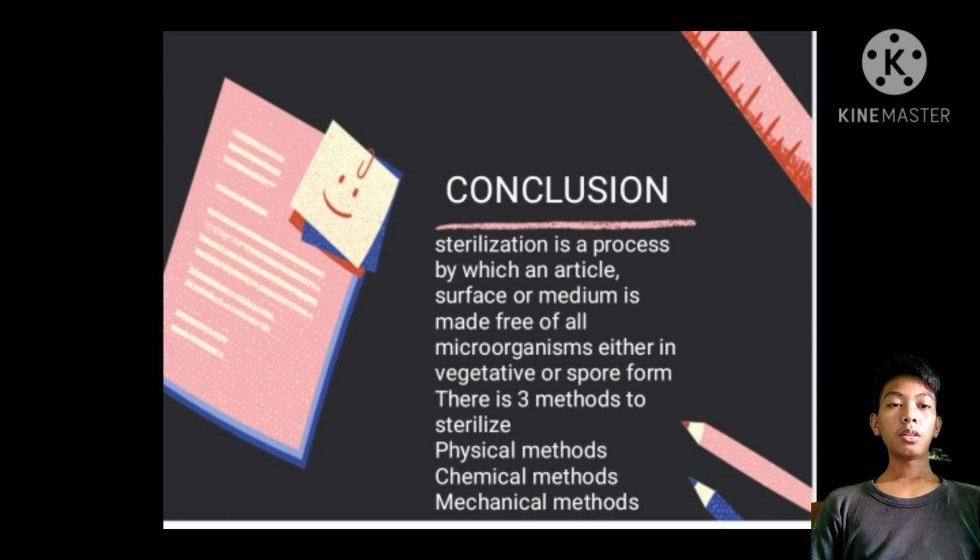Conclusion. Sterilization is a process by which an article, surface, or medium is made free of all microorganisms, either in vegetative or spore form. There are three methods to sterilize: physical method, chemical method, and mechanical method.